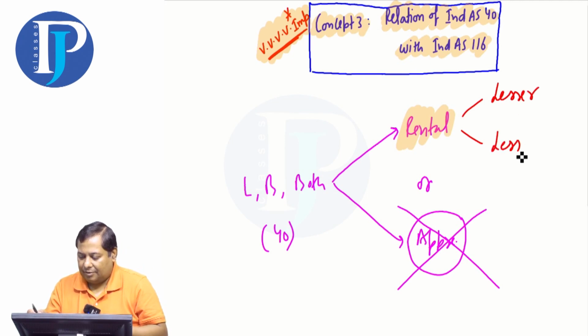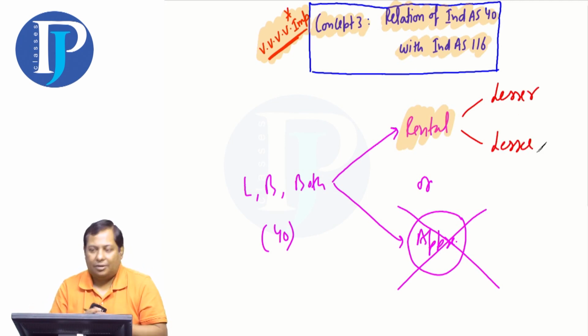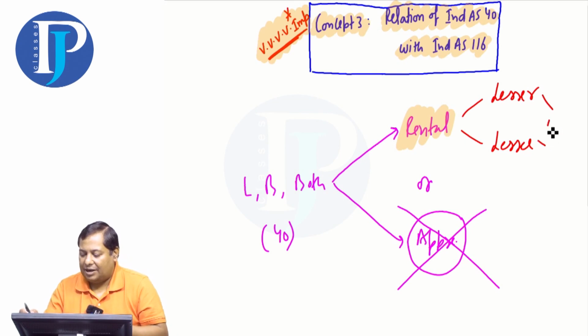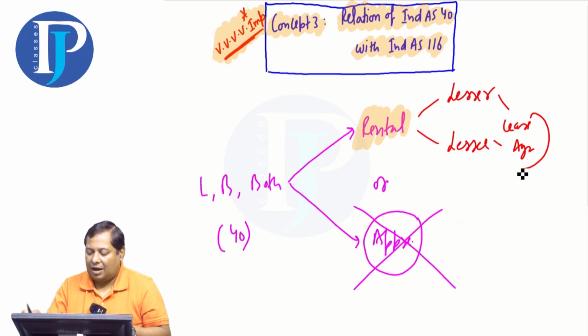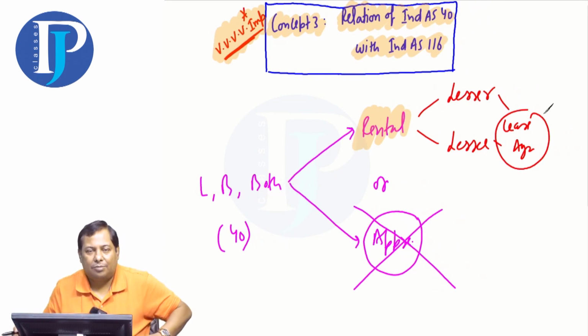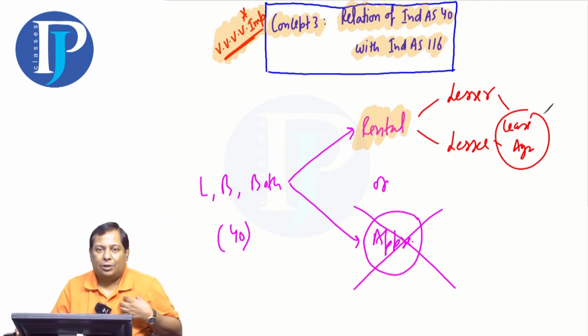Lessor and lessee are two parties. Together, they both create a lease agreement. Clear? Students, tell me, how can your property be leased without a lease agreement?